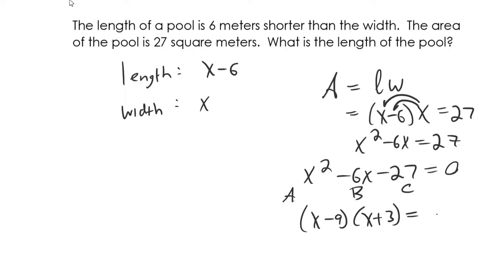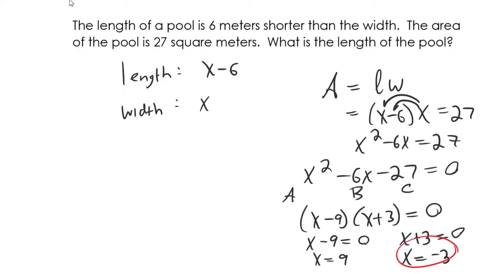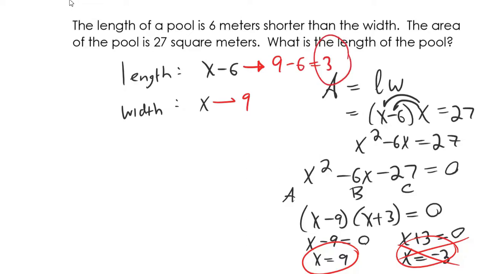Now we have our zero product rule, which says that if these 2 parentheses multiply to 0, that can only happen if one of them was 0. So we can say x minus 9 is 0, x plus 3 is 0. Add 9 to both sides here, take away 3 from both sides here. And since this is a real life situation, the negative number doesn't really mean anything to us. So the answer for x is 9, and this is our last chance to say, well, were they asking us for the width? And in fact, they were not. They were asking us for the length. So we have to plug that in here. 9 minus 6 is 3, and that is the length of the pool. That's the answer to our question.